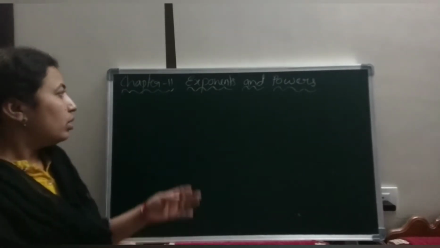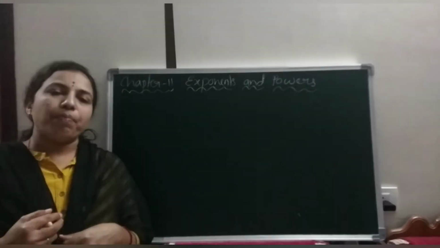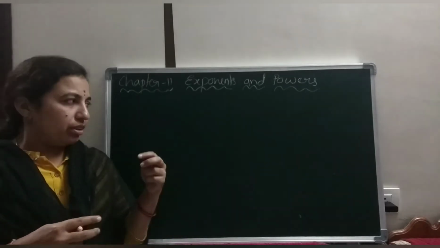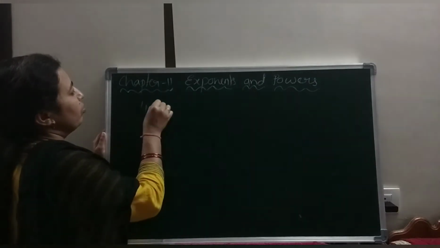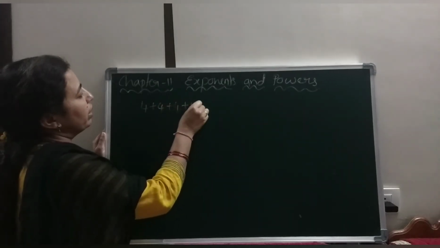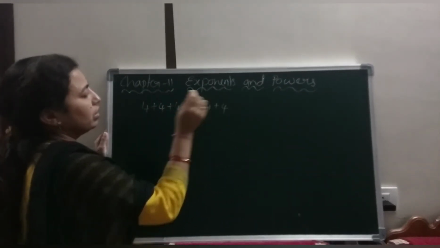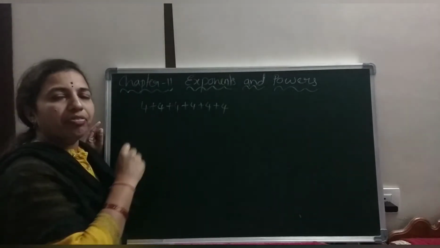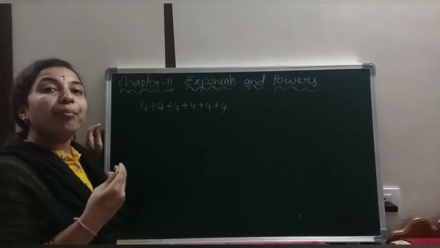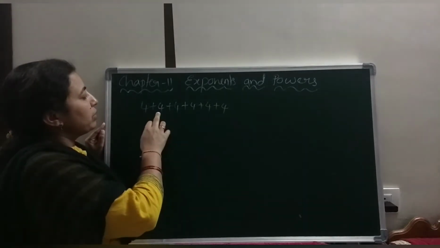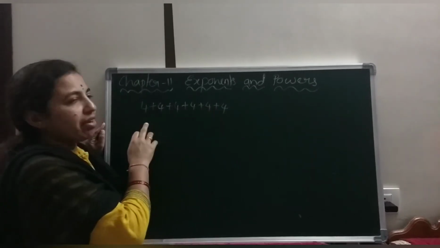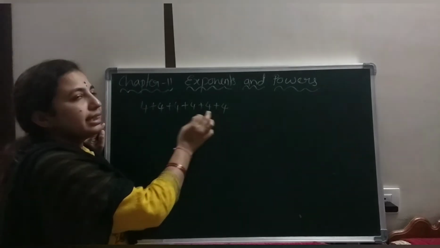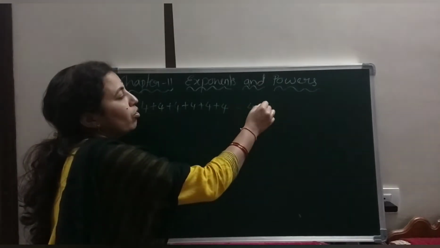Okay. So before going to exponents and powers, first see, whenever you do repeated addition, if I write like this: 4 plus 4 plus 4 plus 4 plus 4 plus 4. To represent this repeated addition in short form, we use multiplication. How many times have we added this 4 repeatedly? 1, 2, 3, 4, 5, 6. So this can be written as 4 into 6.